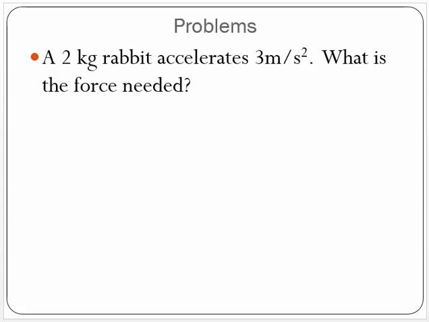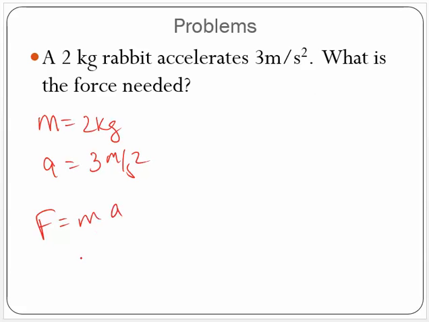Let's look at our examples here. A 2-kilogram rabbit. So I just gave you the mass. It accelerates at 3 meters per second squared. What is the force needed? Well, F equals ma. So it's 2 times 3. The force equals 6 newtons.